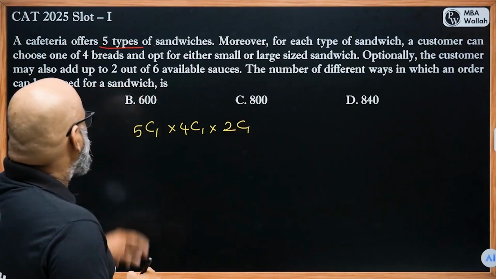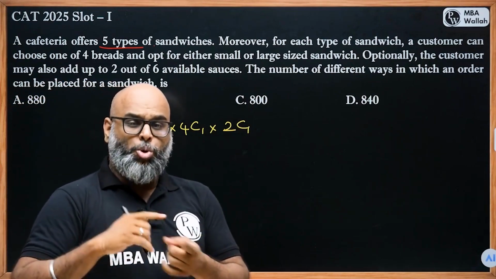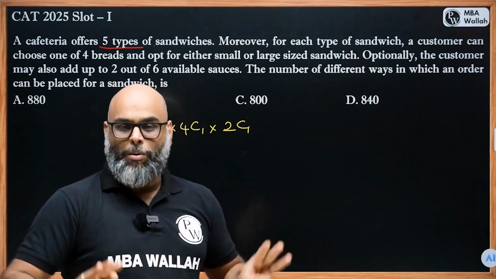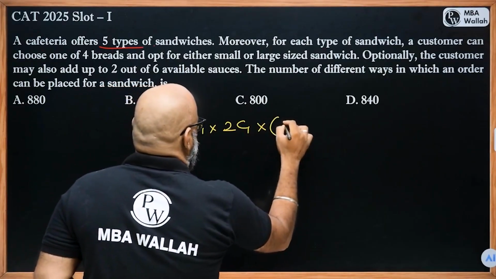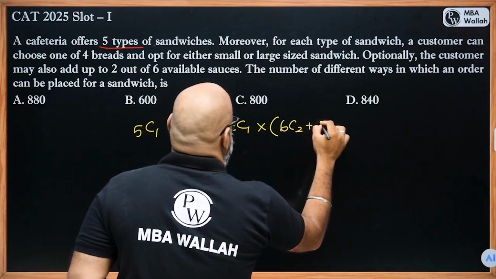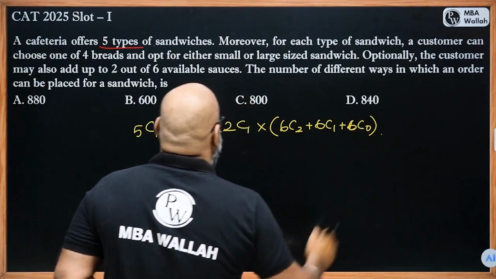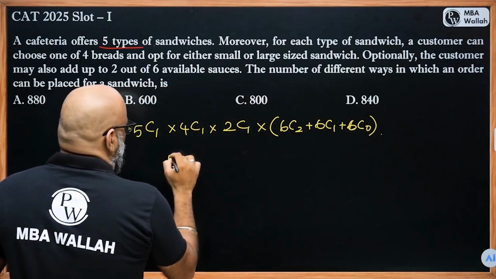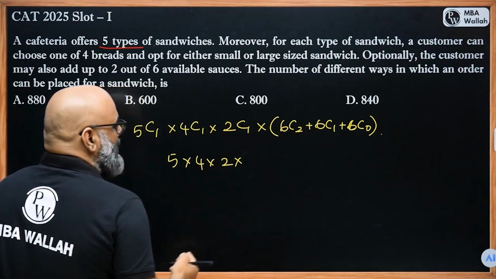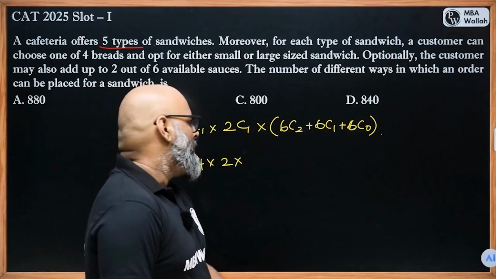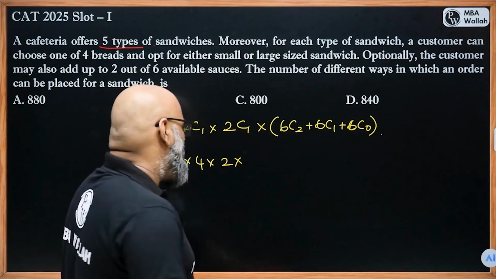And then finally choose up to 2 out of 6 sauces. So there are 6. You can choose 2, 1, or you can opt out of sauces, which none of us would recommend. But for the question, 6C2 or 6C1 or 6C0. So solve for this. 5 into 4 into 2 into this will be 6C2 is 6 into 5 by 2, 15, plus 6 plus 1. 15 plus 6 plus 1 is 22.